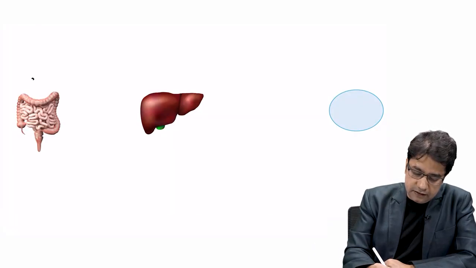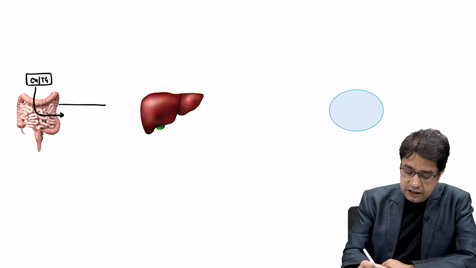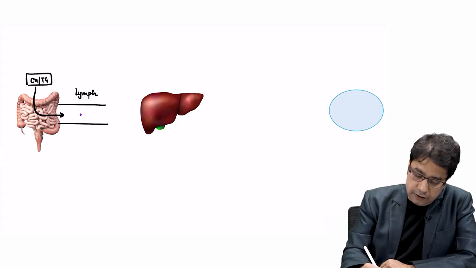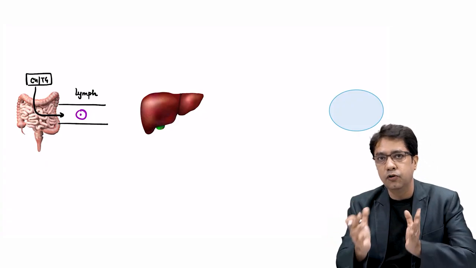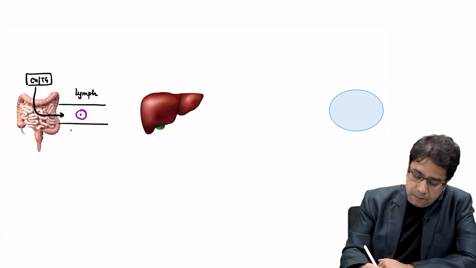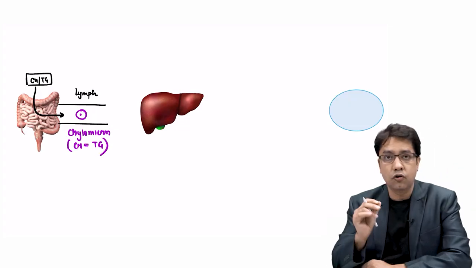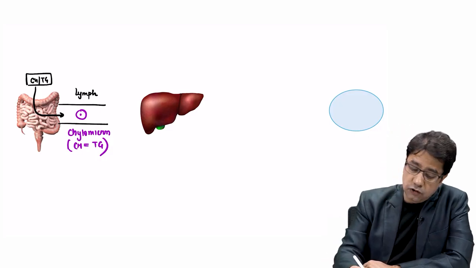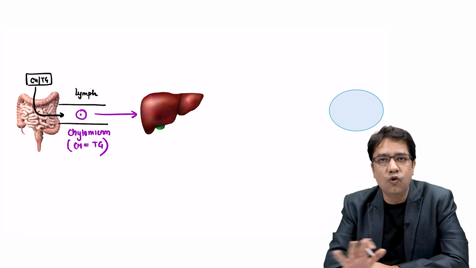So, suppose you have eaten a cholesterol and triglyceride rich pizza. These dietary lipids are absorbed from the intestine into lymph, and in lymph, they are transported with the help of a lipoprotein. Lipoproteins are protein molecules which transport lipid. So dietary lipids are transported with the help of chylomicron, and chylomicron hence contains both cholesterol as well as triglyceride. These chylomicrons go to the liver, and the function of chylomicron is over now.